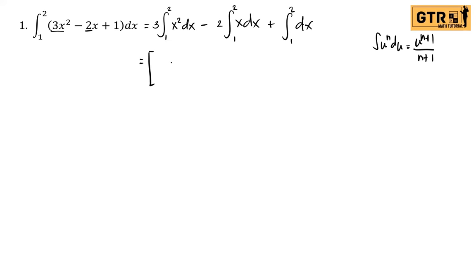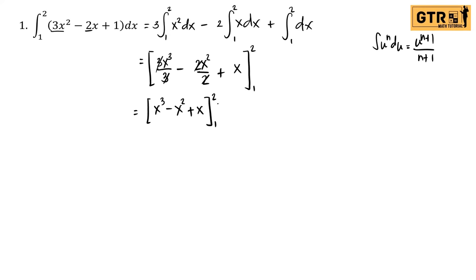Therefore, this is equal to the integral of x squared dx, and we have 3 here, so that is 3x cubed over 3, and then minus 2 times the integral of x. Again, in the form u to the n du, just add 1 to the exponent, so we have x squared over 2, and then plus the integral of dx, that's simply x, from 1 to 2. Let's simplify. We can cancel out the 3 and the 2. Therefore, we have x cubed minus x squared plus x from 1 to 2.